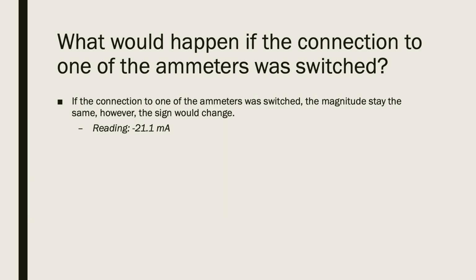What would happen if the connection to one of the ammeters was switched? If the connection to one of the ammeters was switched, the magnitude would stay the same, however, the sign would change. We changed the connection for the first ammeter and got a reading of negative 21.1 milliamps.